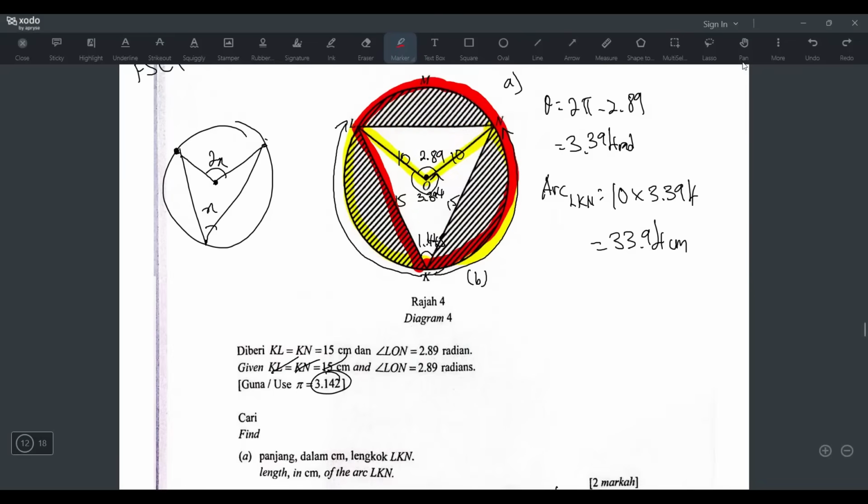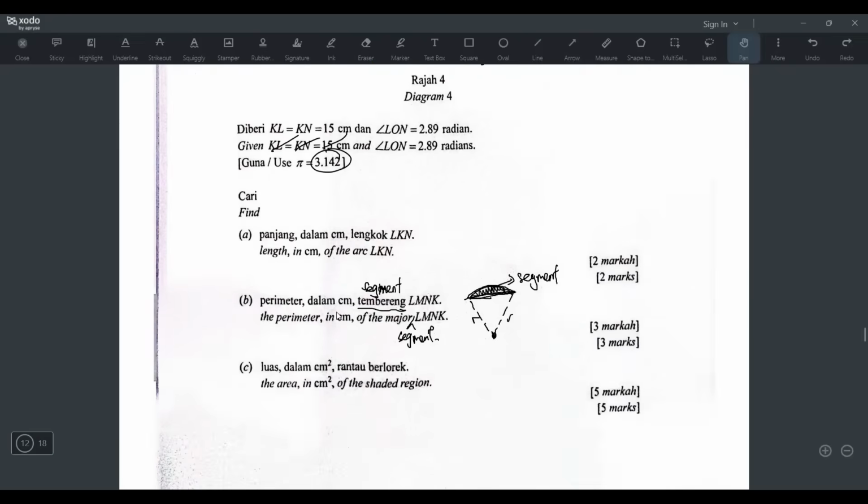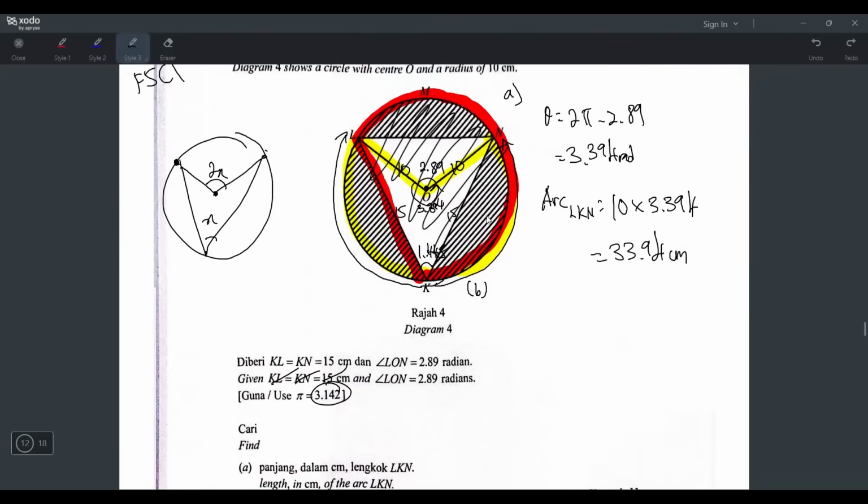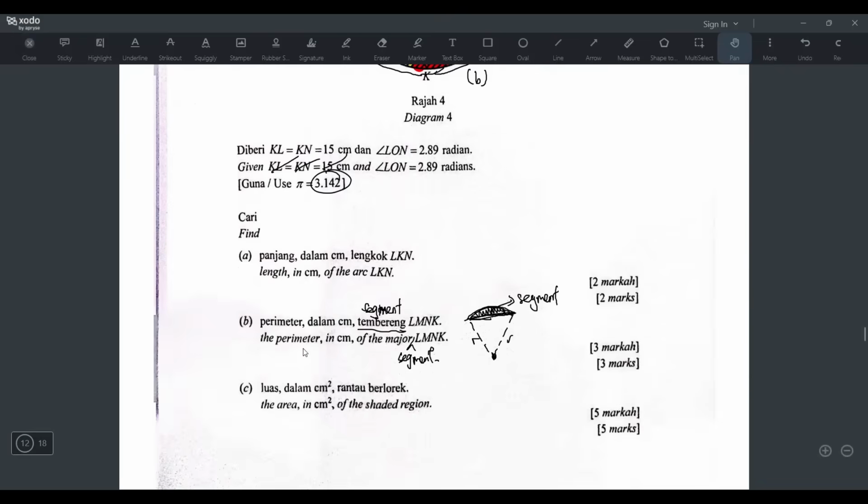That's the segment they're asking, right? So find the perimeter of major segment LMNK. The segment LMNK is this, right? A segment always consists of two parts, an arc and a chord. So this is the region, but they never ask to find area, so you don't use the area of segment formula. They ask for perimeter.